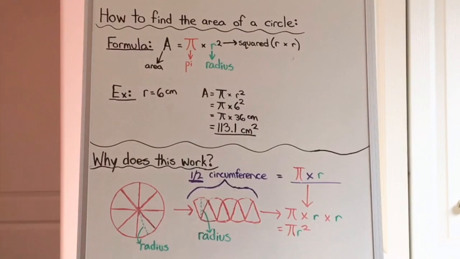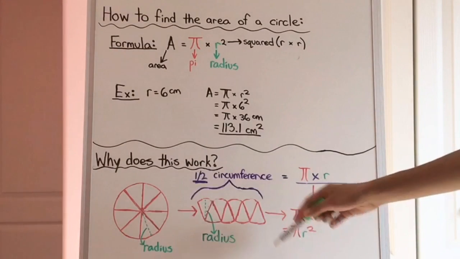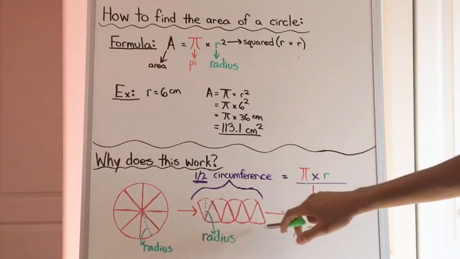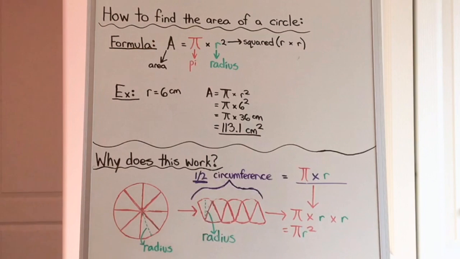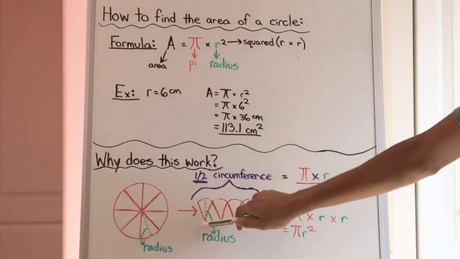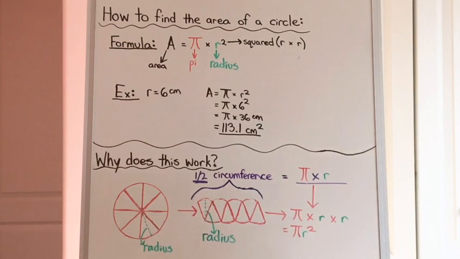If the full circumference of a circle is pi times diameter, it would only make sense that half is pi times radius, since radius is half of the diameter. Therefore, pi times radius would give us the length of the base, and then after that, to find the area of a normal parallelogram, what we do is we multiply it by the height. In this case, the height is the radius of the circle.